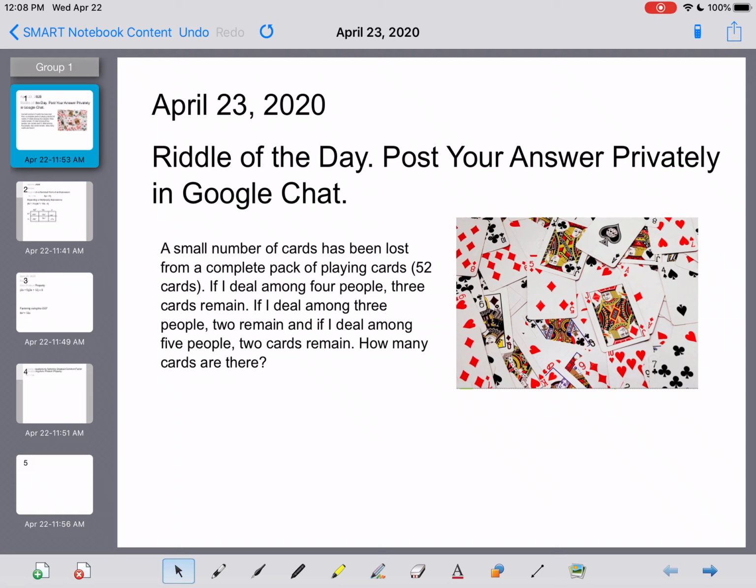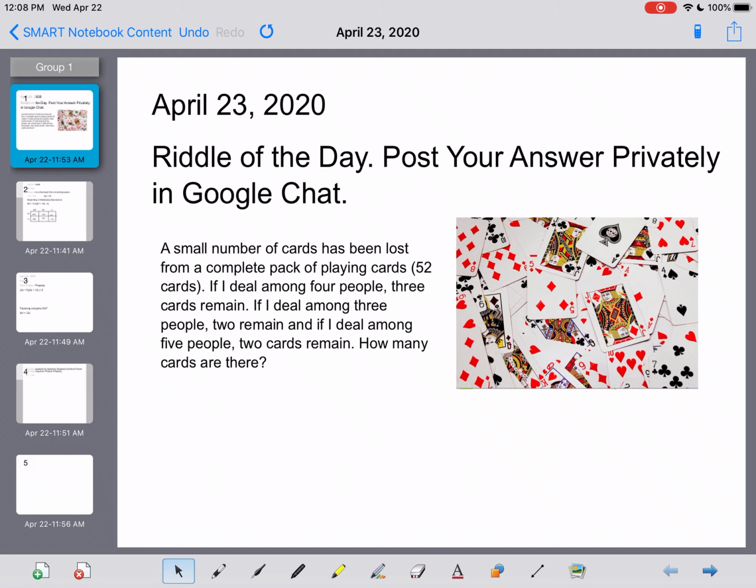So please remember to post your answer privately to me in Google Chat so you don't reveal your answer to everybody else. And the way to do that in Google Chat is just tap on my name and you can send me a private message.